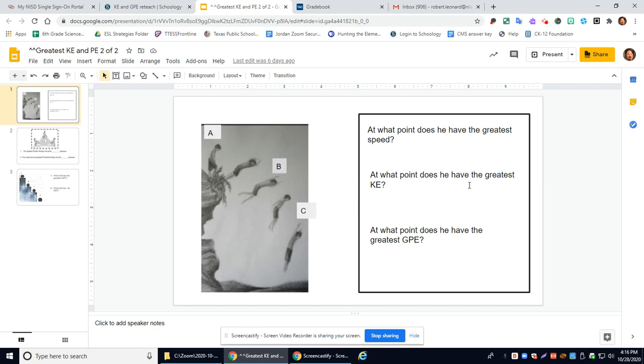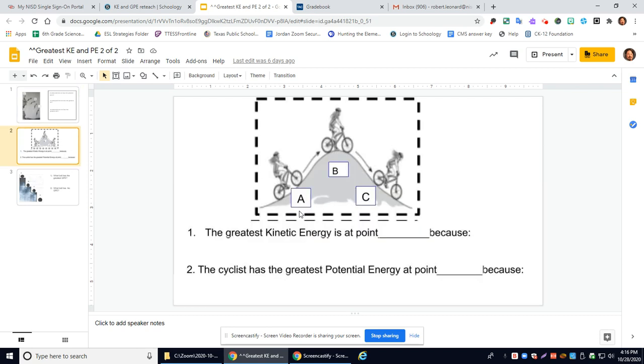At what point does he have the greatest kinetic energy? Well, speed is kinetic energy, so that answer was also C. At what point does he have the greatest potential energy? Well, gravitational potential energy is how high off the ground you are, so at point A, he has the greatest gravitational potential energy.